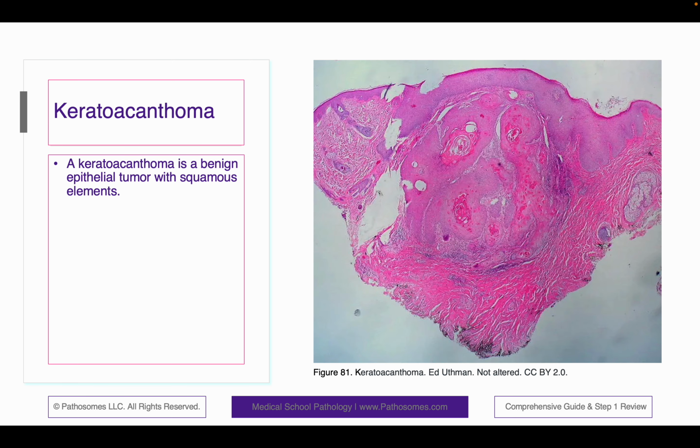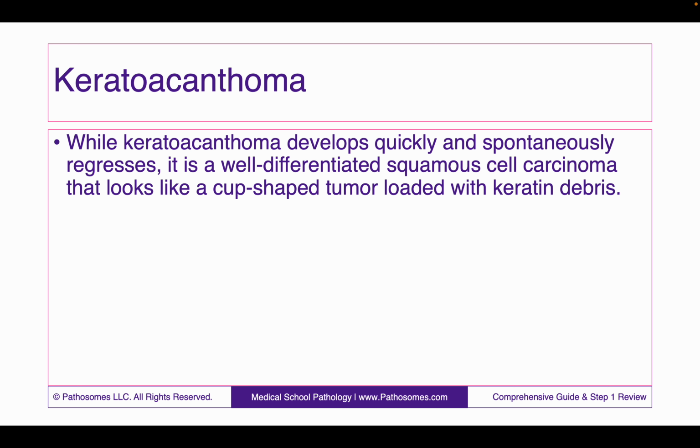And a keratoacanthoma, right? A keratoacanthoma is a benign epithelial tumor with squamous elements. So make sure you can tell the difference between this and squamous cell carcinoma. They'll try to trick you, but you won't fall for it. Because you know that while a keratoacanthoma develops quickly and spontaneously regresses, it is a well-differentiated squamous cell carcinoma that looks like a cup-shaped tumor loaded with keratin debris.